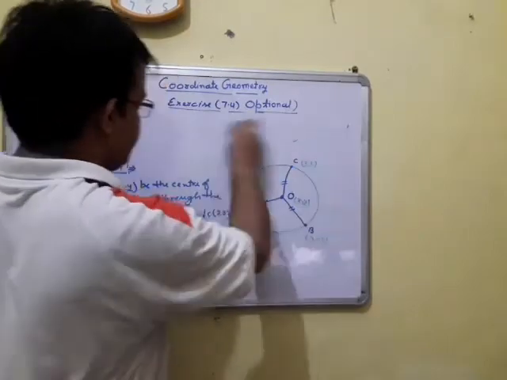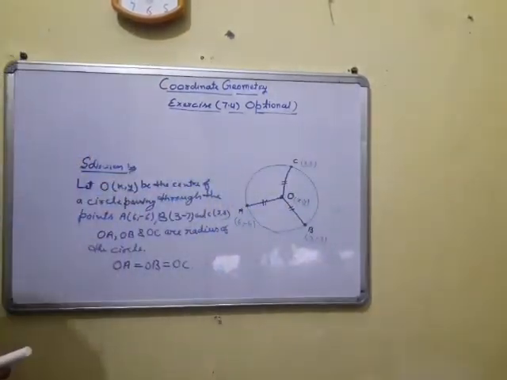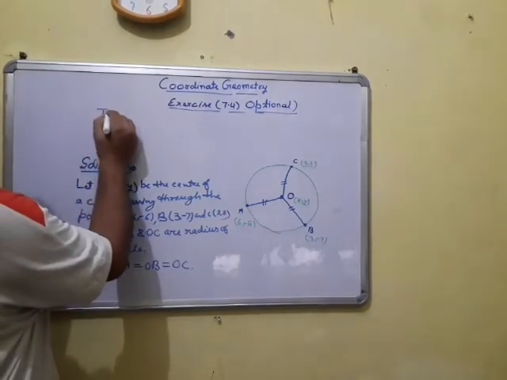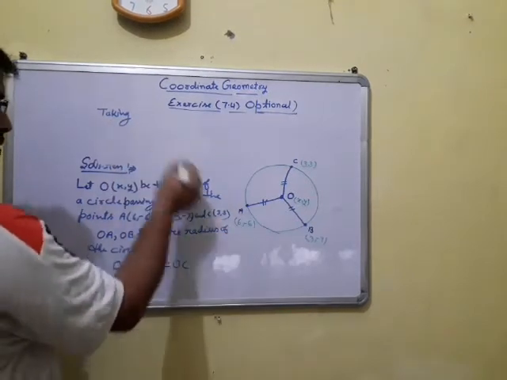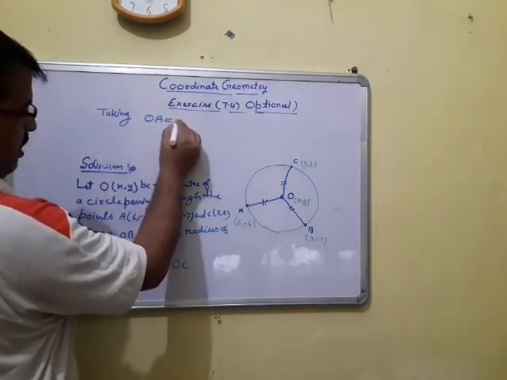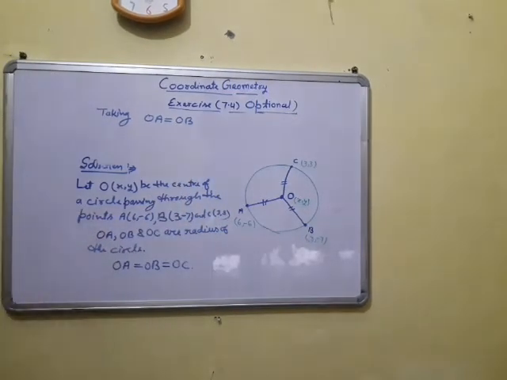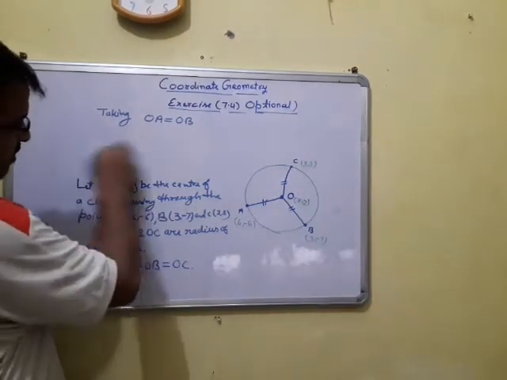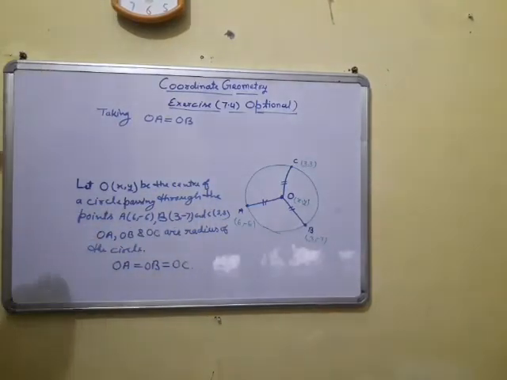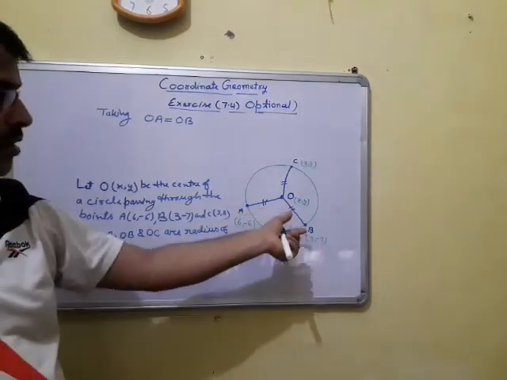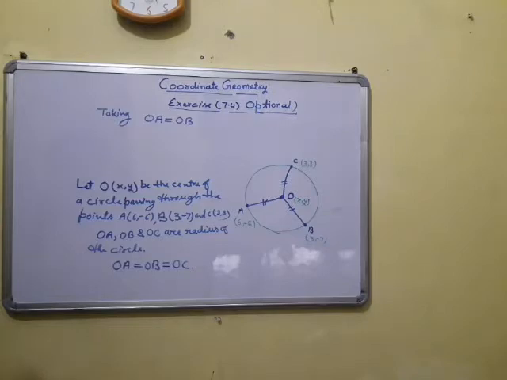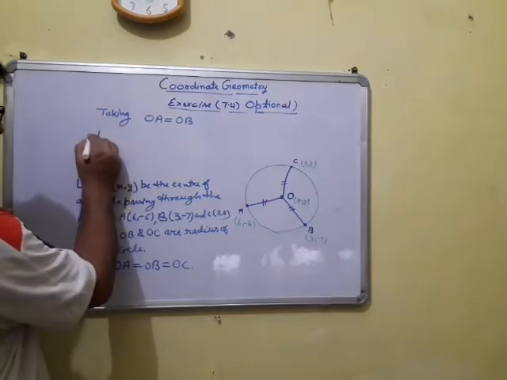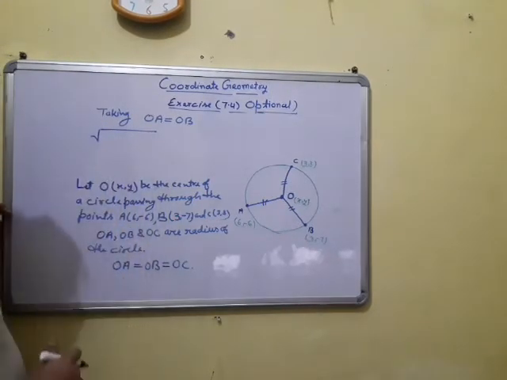So OA is equal to OB, it means we use the distance formula. यहाँ पे हम कौन सा फार्मूला यूज करेंगे, डिस्टेंस फार्मूला। तो फर्स्ट वी फाइंड OA और OB। तो डिस्टेंस फार्मूला क्या कहता है, difference of abscissa square plus difference of ordinates square. So right here under root, distance formula used here.